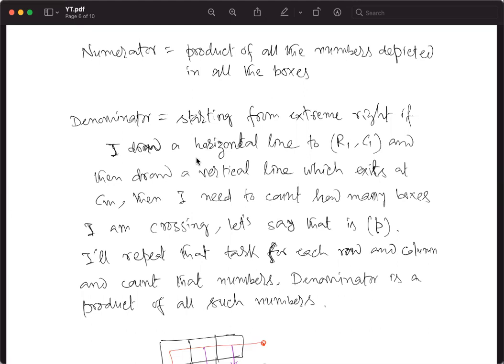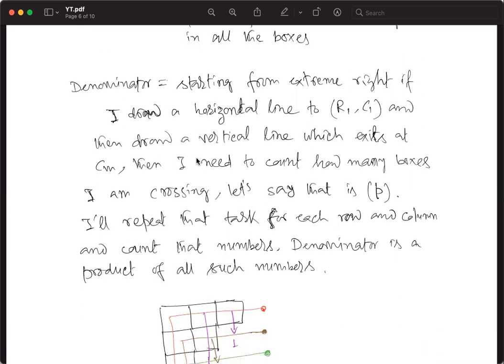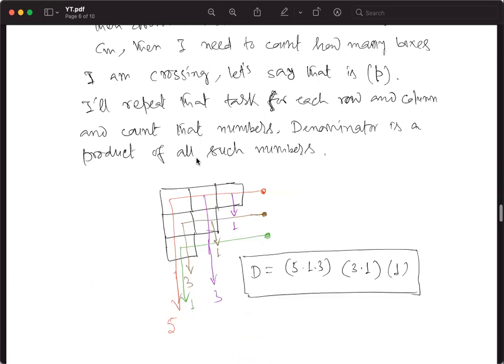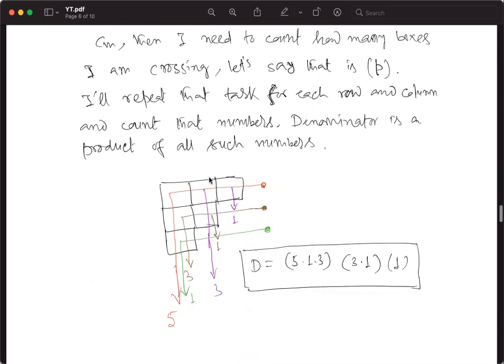Say in this process I cross p number of boxes, so I'll put that number to be p. I'll repeat that again and again for each row and each column, and I'll identify that counting, how many boxes I'm crossing in the process. I'll collect all such numbers and take a product of all of them, and the product will give me the denominator. So let me demonstrate through some example here.